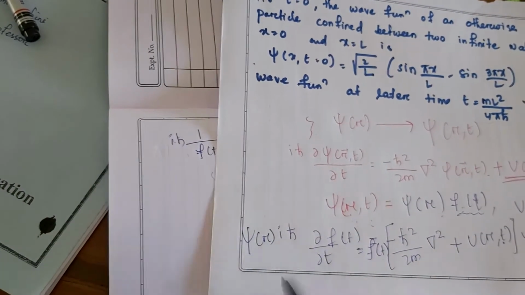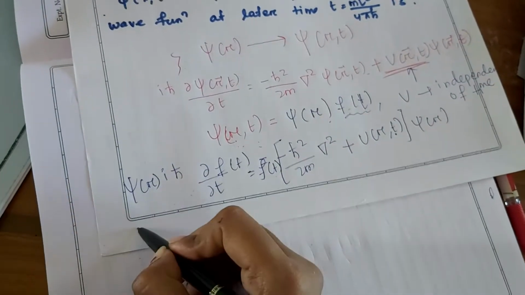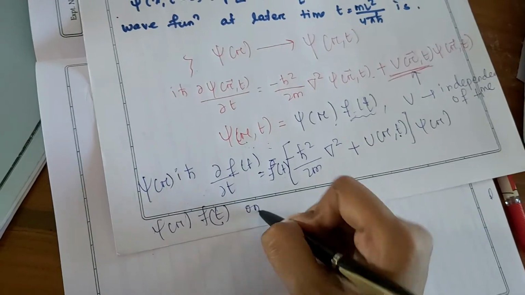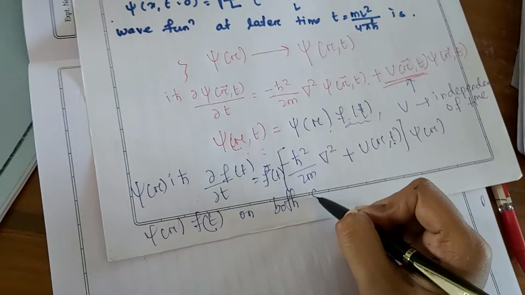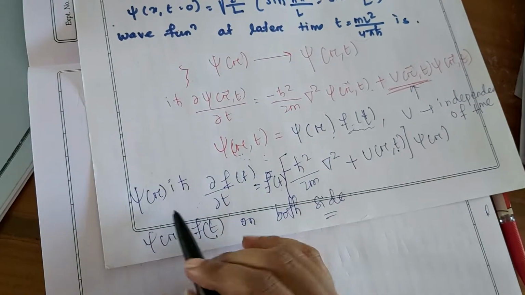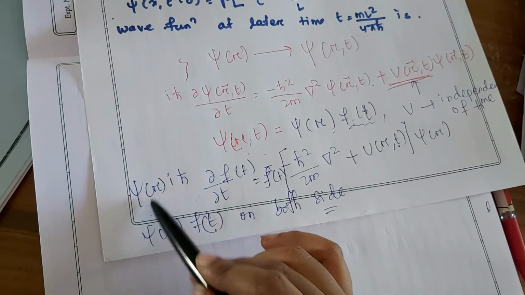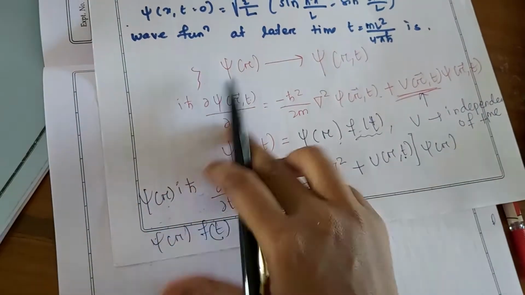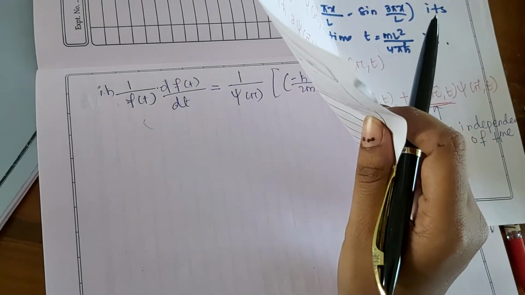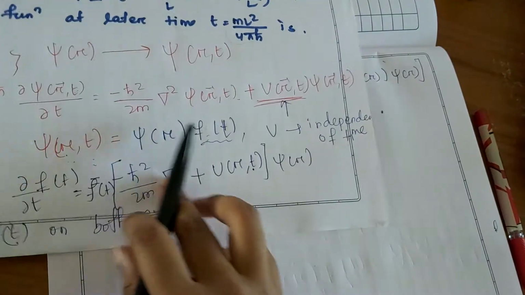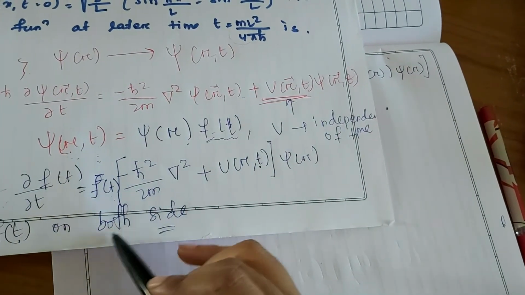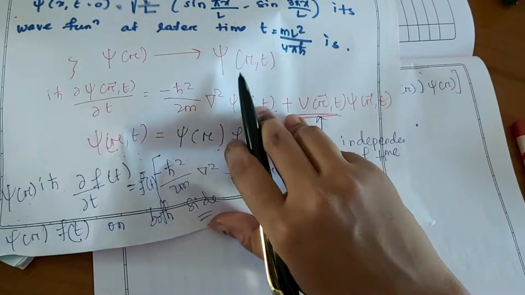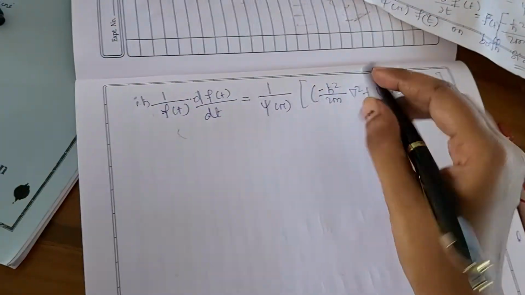Yeah, if I divide psi of r and f of t on both sides, I get 1 by psi r, 1 by psi r f of t, so psi r gets cancelled and I remain with 1 by f of t only. And on the right side also, if I divide by psi r and f of t, f of t gets cancelled out and I just remain with 1 by psi r.